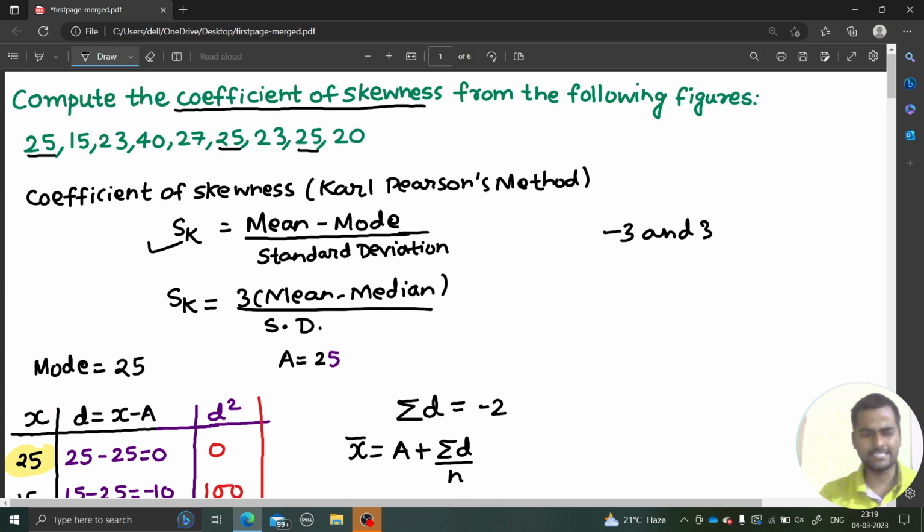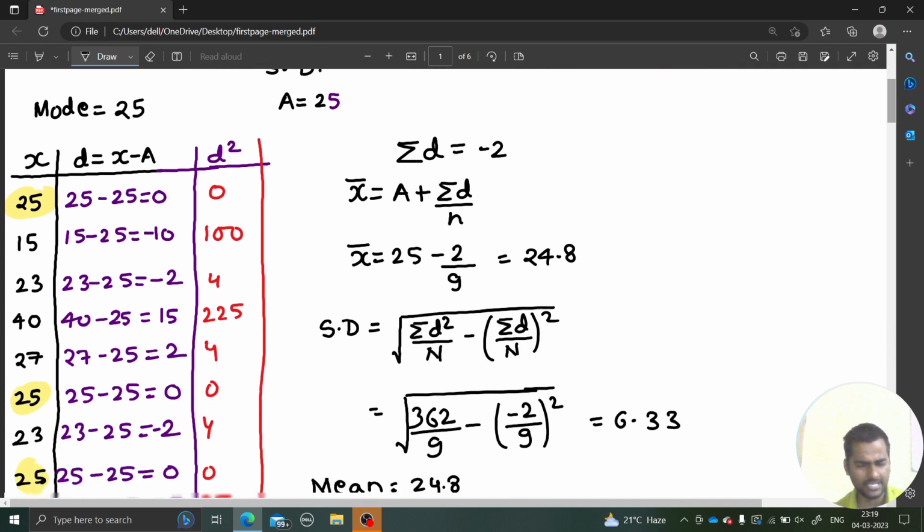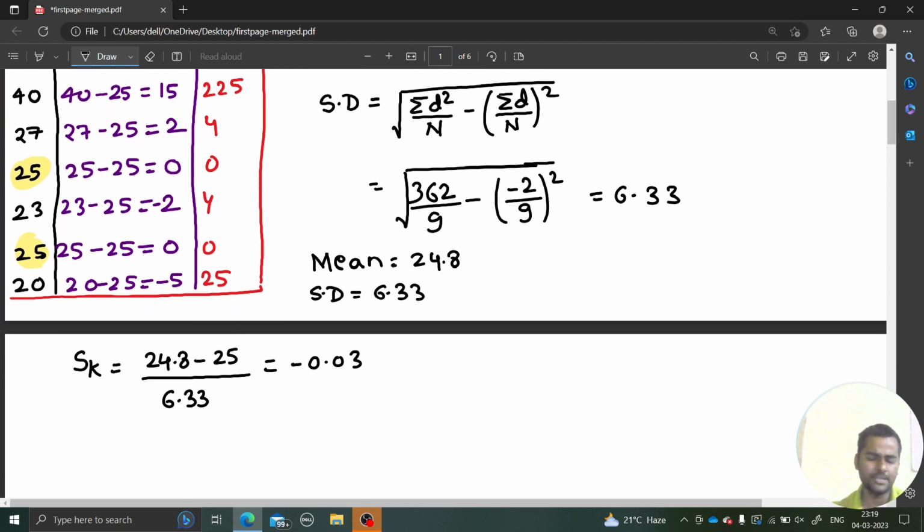So that's it for today. We found the coefficient of skewness in today's video. We needed 3 things: mean, mode and standard deviation. Because the mode was easily available, we used the mode, that was 25. Next we needed to find the mean, which we found using the assumed mean method. Then we found the standard deviation, and that's it. Just plug in the formula to get your coefficient of skewness.